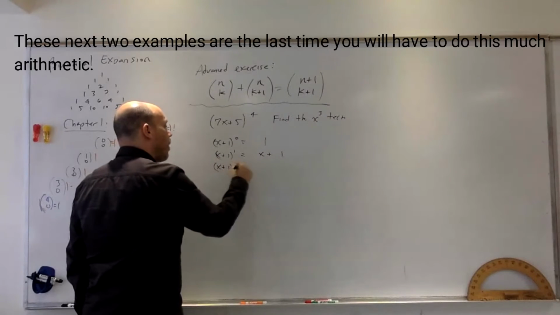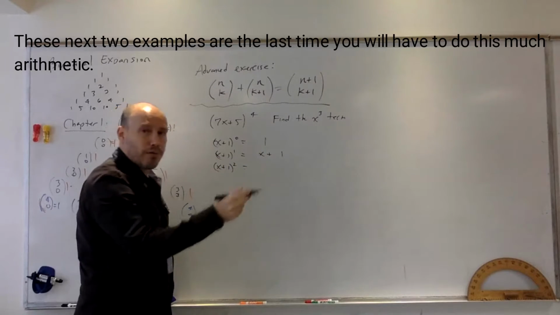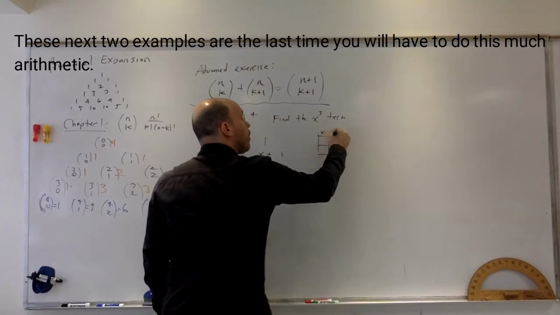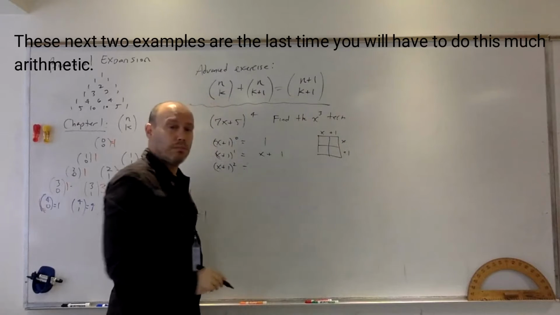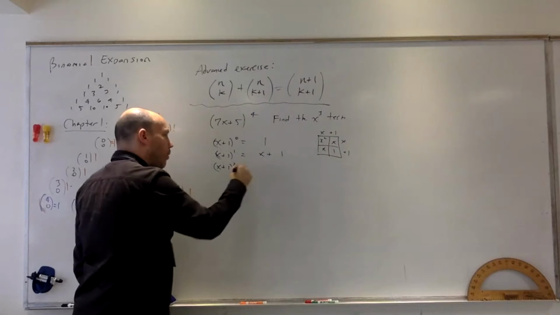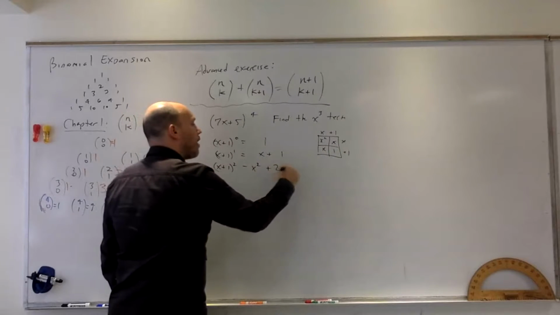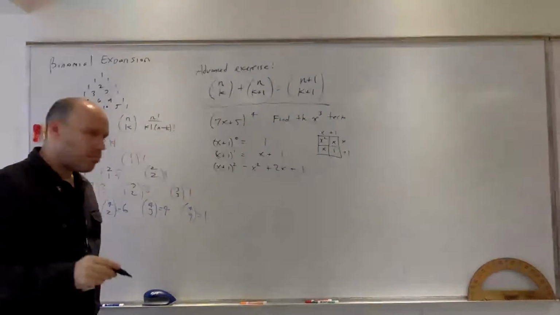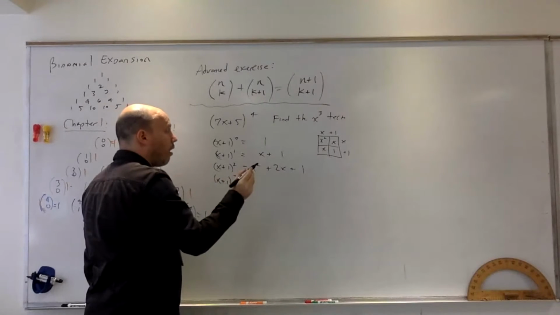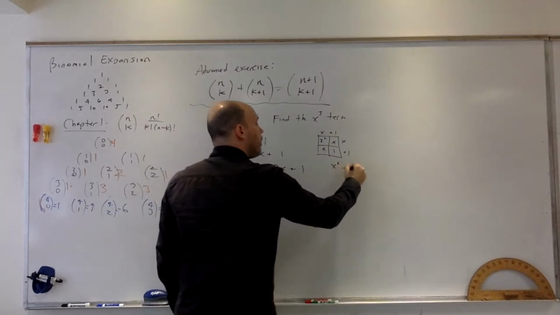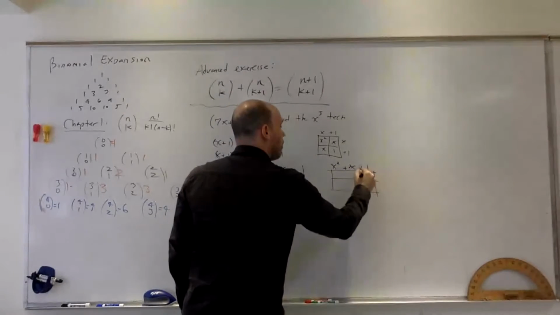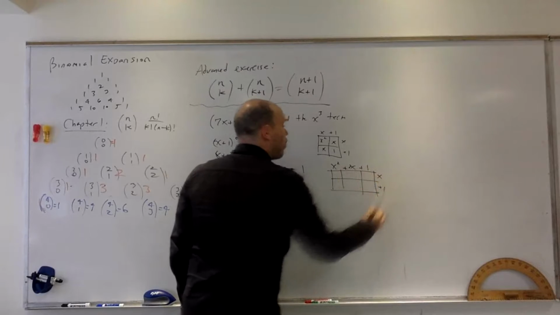x plus 1 squared. Well, let's take it off to the side. I'm going to tell you to use the box method. x plus 1, x plus 1: x squared, x, x, 1. So we have x squared plus 2x plus 1. How about we take a look at x plus 1 to the third power? Well, I'm going to have x squared plus 2x plus 1, and I have x plus 1.